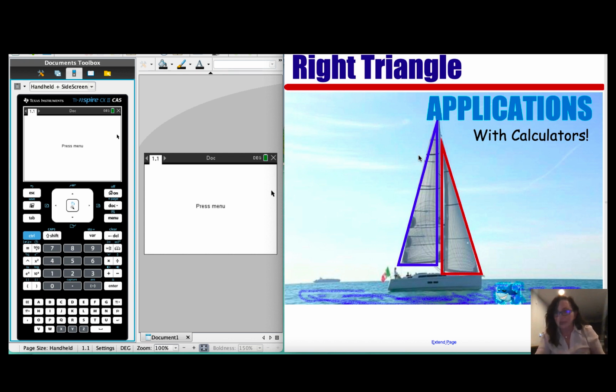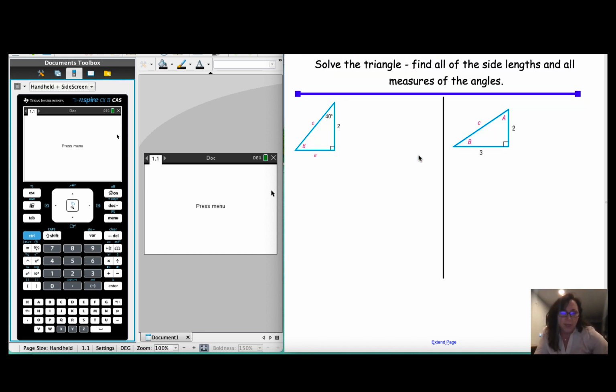Hi everyone. This lesson is a right triangle application lesson with calculators. So let's get started. When it says to solve the triangle, what you're looking for is to find all the lengths of the sides as well as finding all the measures of the angles.